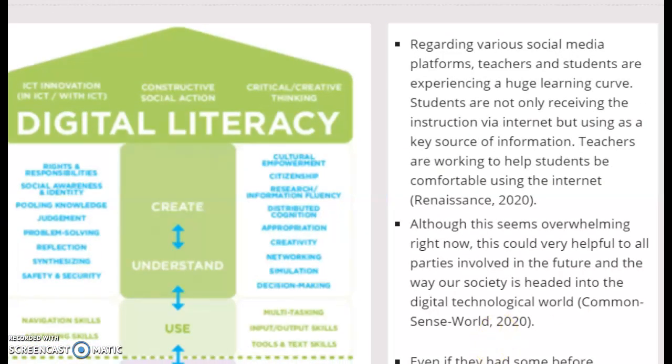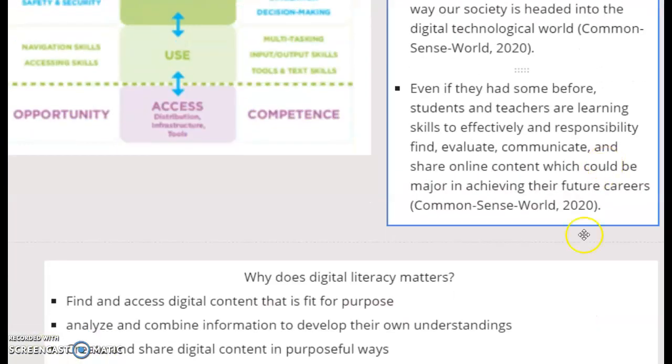Regarding various social media platforms, teachers and students are experiencing a huge learning curve. Students are not really receiving the instruction via the internet, but using it as a key source of information. Teachers are working to help students be comfortable using the internet. So this may seem overwhelming right now, but this could also be very helpful in their future, both personal and professional goals, since our society is headed into the digital technological world and things are changing on a daily basis.